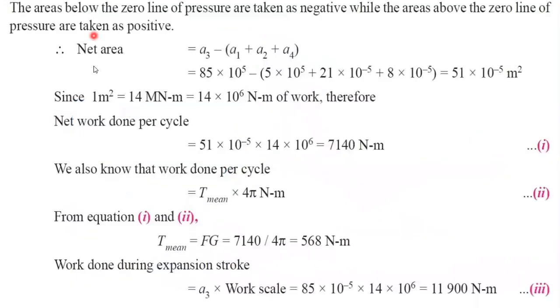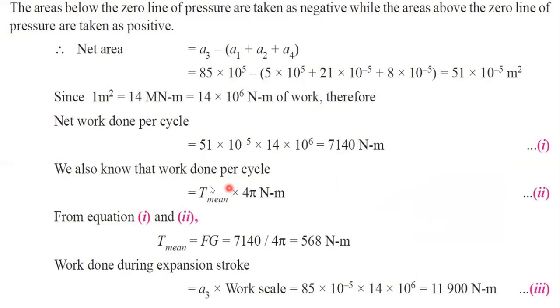So we know very well that net area is A3 minus the sum of the suction, compression and exhaust areas, and finally net area will be 51.51 × 10^-5 meter square. So we know the scaling value, right? 1 meter square is equal to 14 mega Newton meter. So just convert it into Newton meter because mega means 10 power 6. So net work done can be written as net area into scaling value. Finally, you will be getting net work done as 7140 Newton meter.